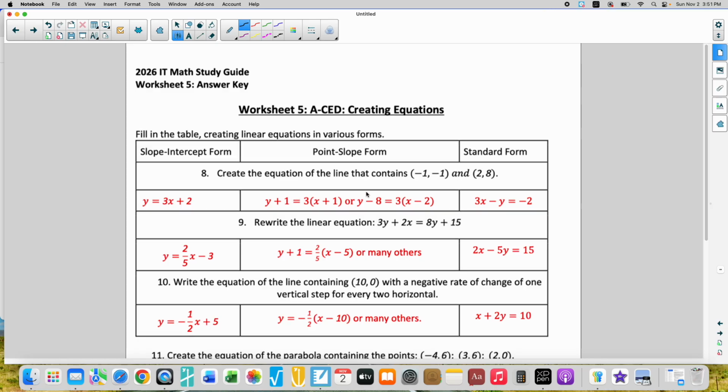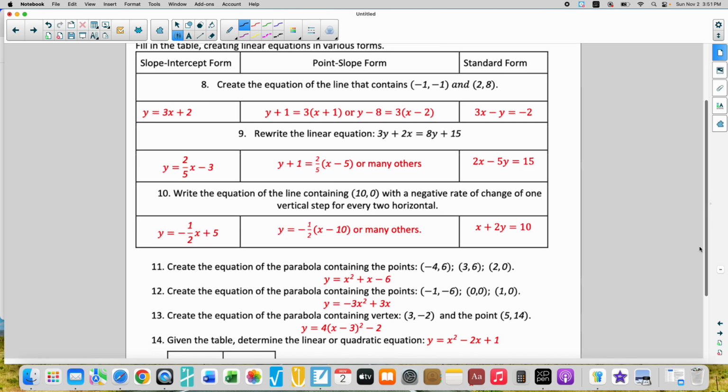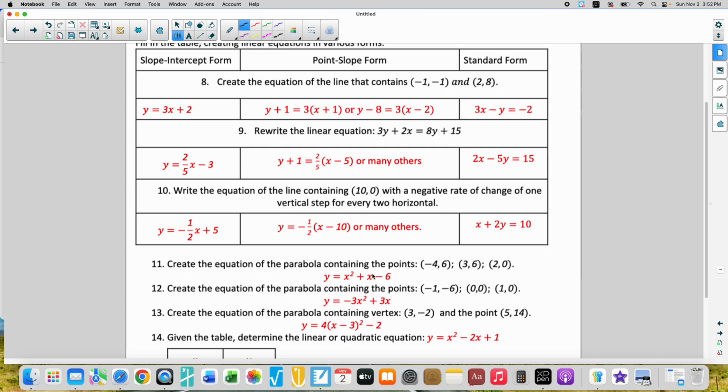Yep, depending on the point that you use, 3x minus y. These are the ones that I really wanted to see. Linears are fine. These are okay. This is the one that I wanted to see. Yep, that's good. And I'm pretty sure that was good. And this is good. I remember.